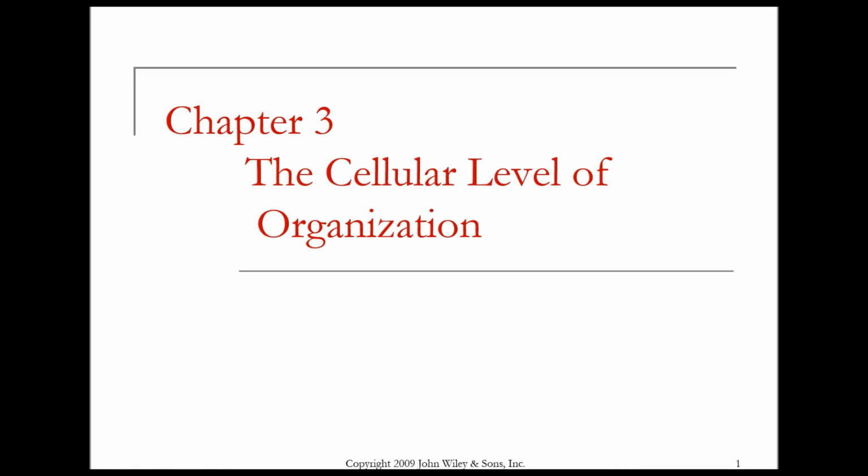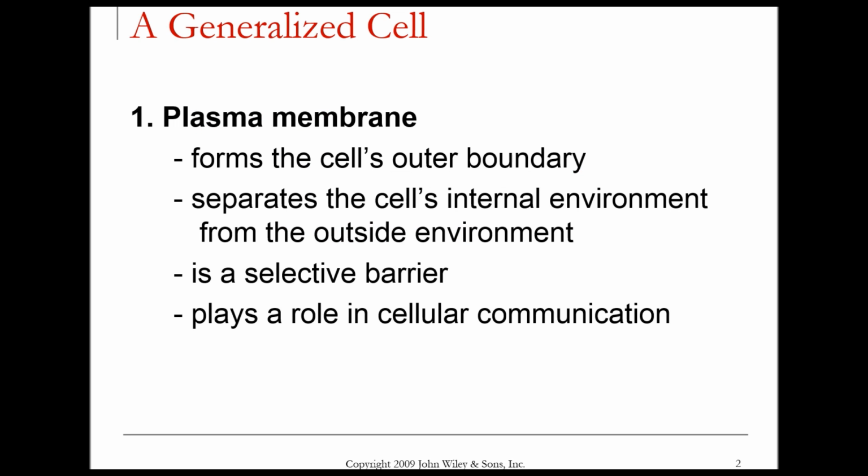Chapter 3, The Cellular Level of Organization. So we've been moving our way up very slowly from a general introduction to human anatomy and physiology, to the chemical level of organization, and now to the cellular level of organization. We're going to go through the parts of the cell, beginning with the plasma membrane, moving to the cytoplasm, and then discussing the nucleus. So first let's talk about the generalized cell.